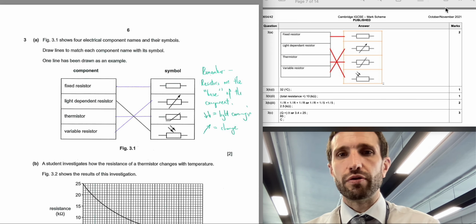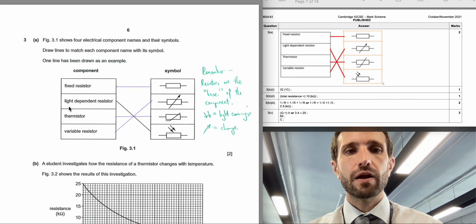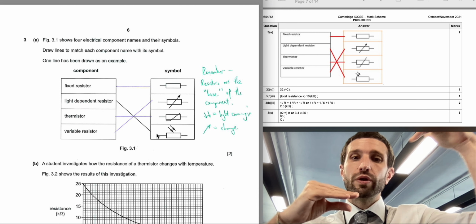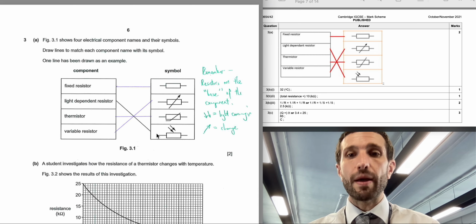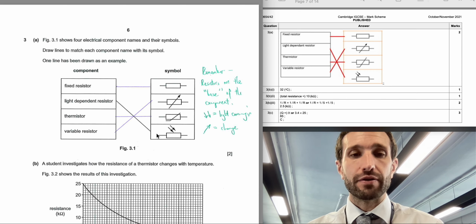If you look at the mark scheme, it's a fairly okay question to go for here, but let's just talk about the symbols themselves. Our light dependent resistor, it's our bottom one here. The reason it's the light dependent resistor is it's a box with arrows coming in, and those arrows represent the light. Okay, and so therefore that is our light dependent resistor.